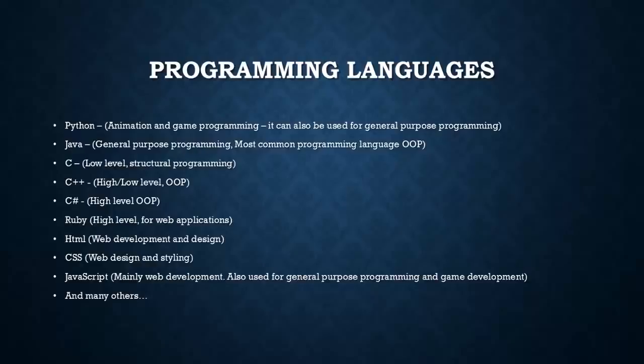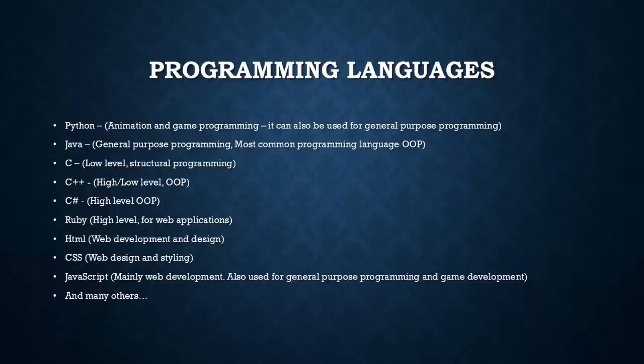C is another language, and it is a low-level structural programming language. Structural programming languages are languages that are not object-oriented, and I will explain that later on. Next is C++, which is a high-level language which also has some low-level language features, and it is also object-oriented. C++ has a variety of uses, and Windows has been created actually using C++.